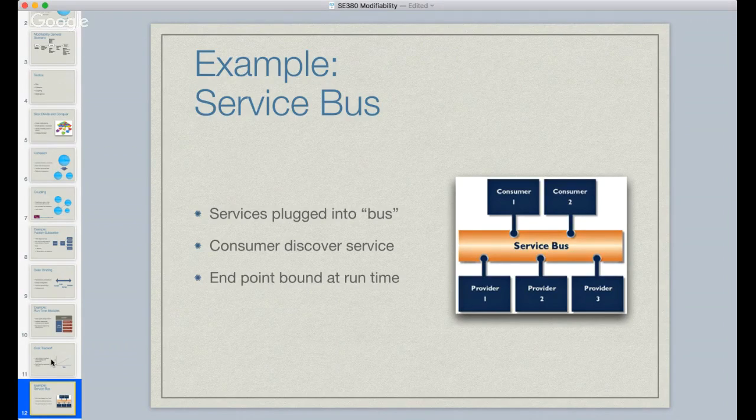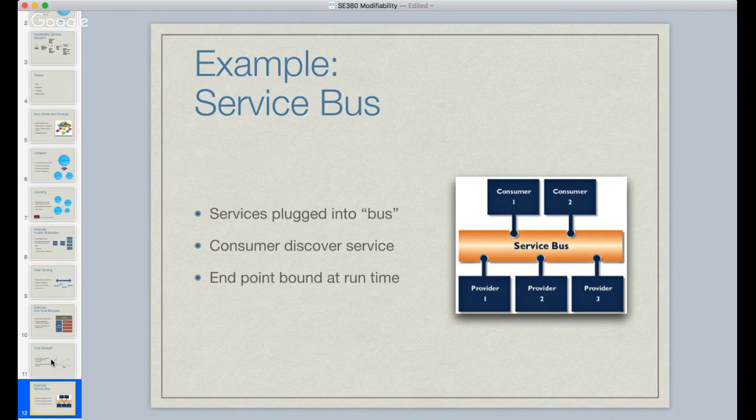And the advantage of this architecture is that, one, it can be very wide-ranging. In other words, if that bus is a wide area network, such as the internet, the providers can be provisioned in any number of different locations, as can the consumers be located almost anywhere. And as long as the service is discoverable, the consumer can take advantage of that provider of that service.